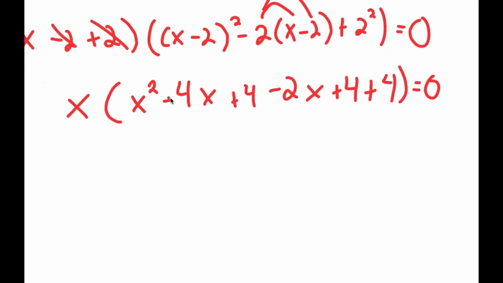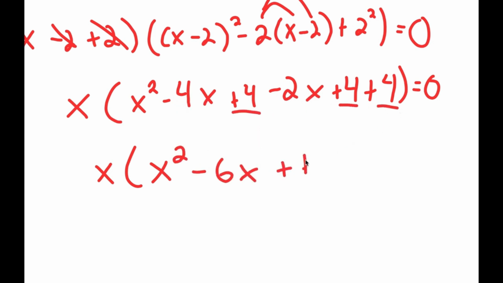Now from here, we can simplify what's in the parentheses. So I get x times (x squared minus 4x plus 4 minus 2x plus 4 plus 4). So this simplifies to x squared. Negative 4x minus 2x is negative 6x. And now I'm left with plus 4 plus 4 plus 4, which is plus 12. This is equal to 0.